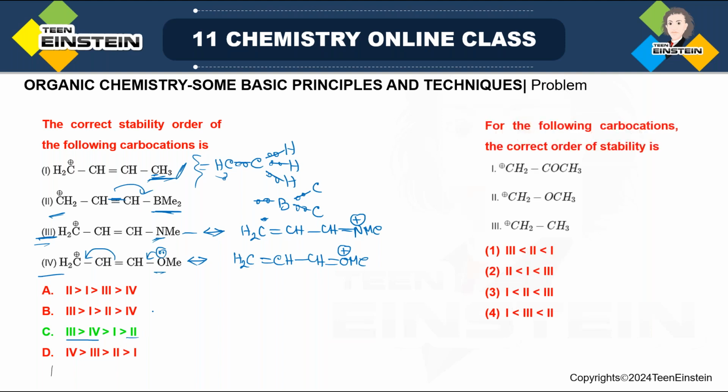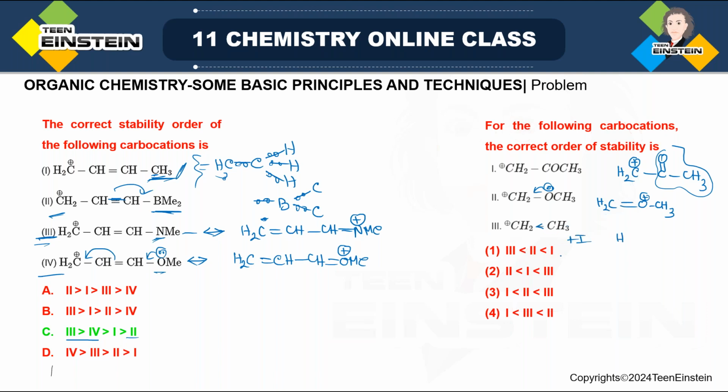Again we have some carbocations, correct order of stability. Try to understand this. This is CH2 and just beside it we have C=O. And this is an electron withdrawing group. Resonance is not possible here. In the other, resonance is possible, and the structure that you get after resonance, now oxygen is positively charged. In this case, plus I effect is possible and hyperconjugation is also possible.